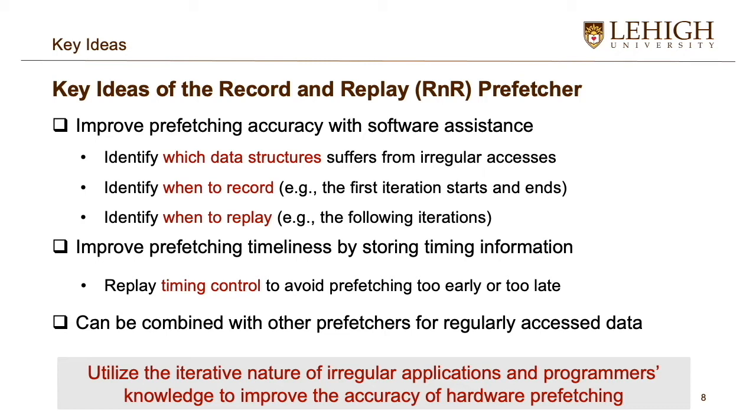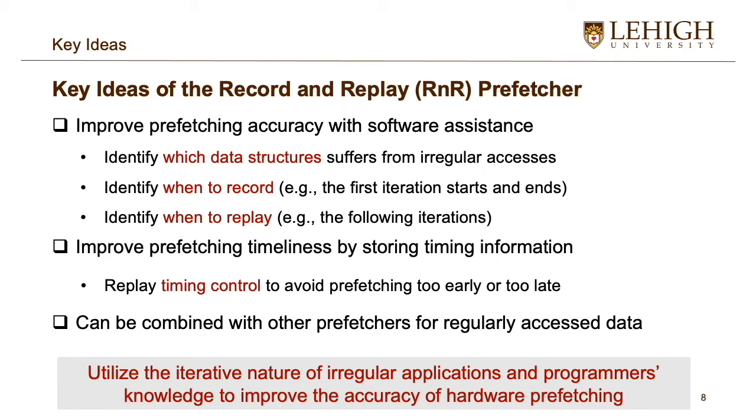To overcome the limitation of existing prefetchers, this work proposes a record and replay (RnR) prefetcher that leverages the iterative nature of irregular applications and programmer knowledge to improve the accuracy of hardware prefetching. A lightweight programming interface is used to allow a programmer to first identify which data structures suffer from irregular memory access to filter out irrelevant address ranges.